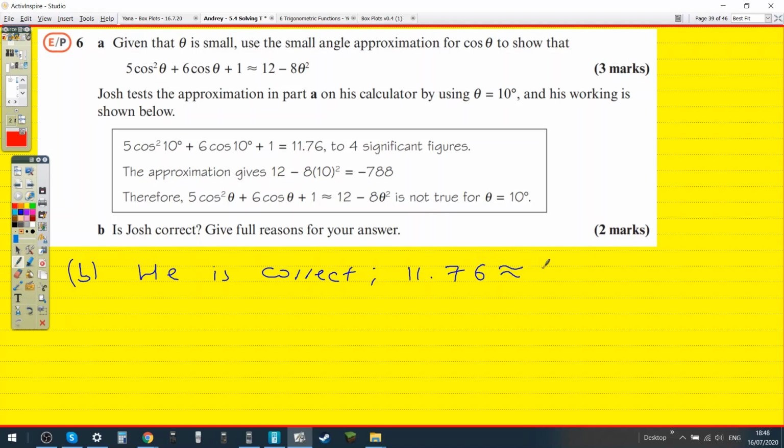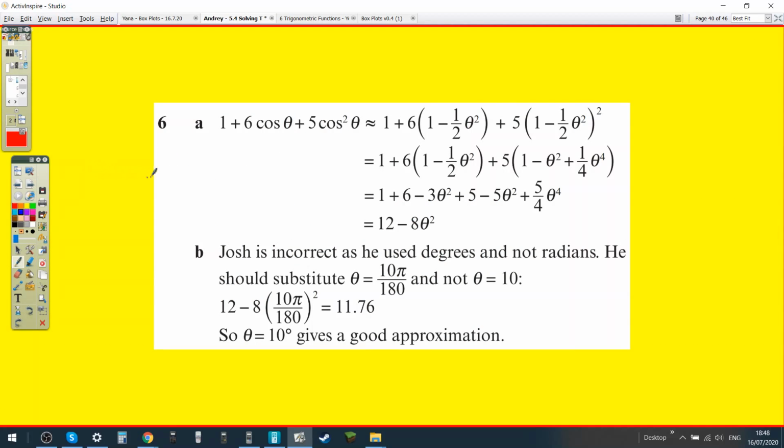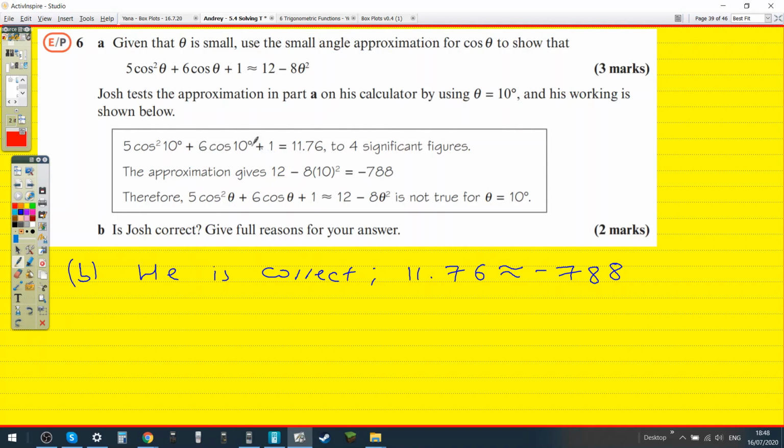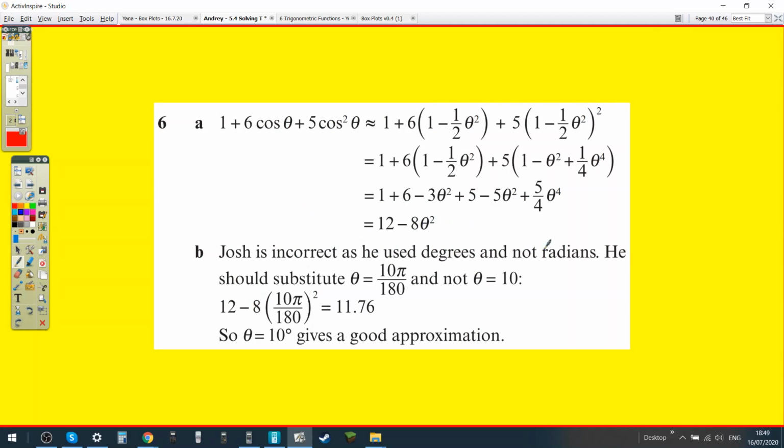11.67 is not approximately equal to minus 788. Yeah, but it might be true for something like 0.1. Josh is incorrect as he used degrees. Josh, what are you using degrees for? I didn't even notice that. Okay, Josh used degrees like a fool. In radians, he should substitute 10 pi.